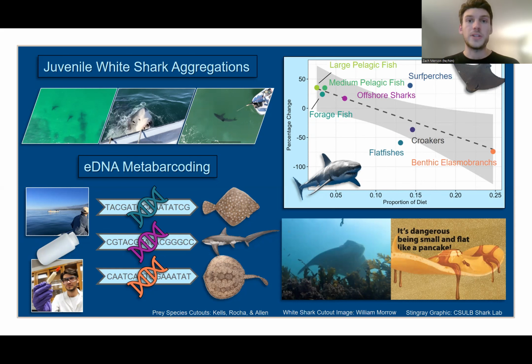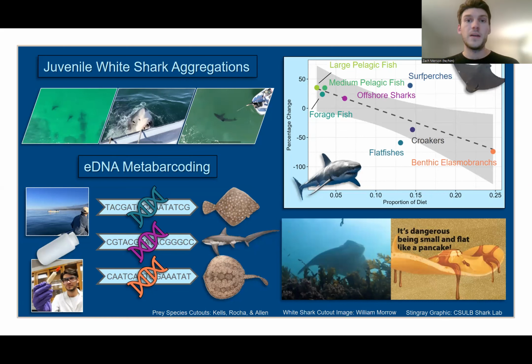To answer some of these questions, we turn to a technology called eDNA metabarcoding. eDNA is short for environmental DNA, and it just refers to any loose genomic material in the environment. Metabarcoding refers to the ability to take all the sequences in a sample and match them to the species that they came from.